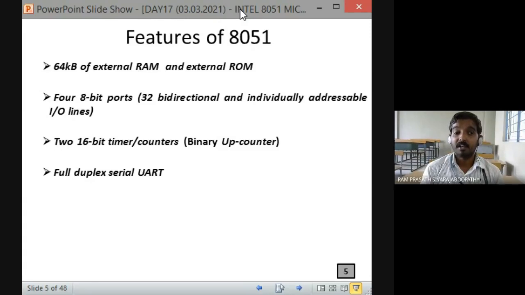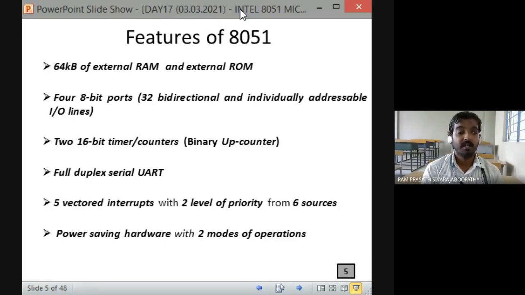That means when it is transmitting, at the same time it is also able to receive. Both can be done simultaneously. That we call a full duplex serial UART. That module is available inside the 8-bit microcontroller. Then it has 5 vector interrupts with 2 levels of priority from 6 sources. Totally, in the 8-bit microcontroller we have 5 interrupts.